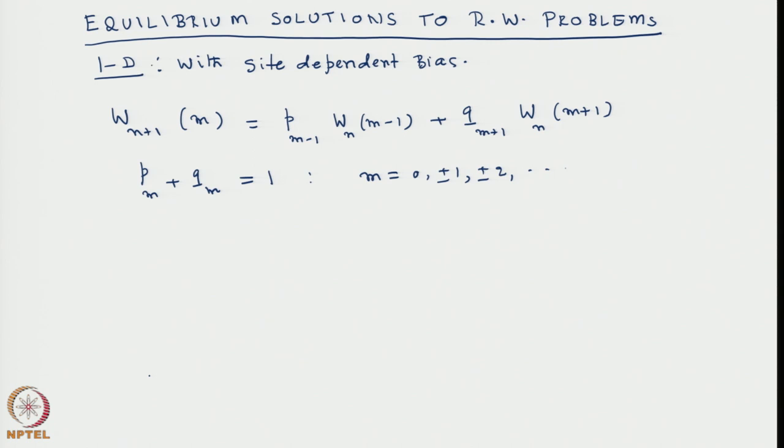Let us postulate that somehow after sufficient number of steps, W does not further change. That is, W n tends to some steady state value W infinity, which further does not change. So, with this, this is a postulate we are doing. Let us assume the existence, postulate a steady state.